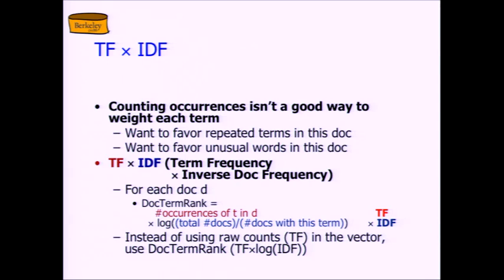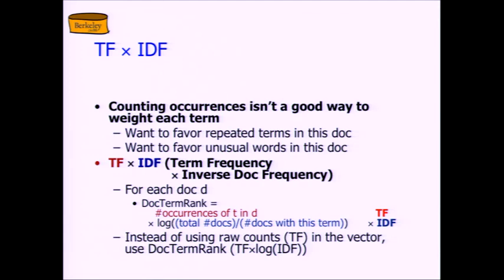I don't know. Okay. So what we're going to do for this weighting is compute TF, which is the frequency of the term in your document, times IDF, which is 1 over the frequency of the term in other documents. To get this exactly right, the rank is going to be the number of occurrences of T, that's TF, times, and we're going to take a logarithm here to keep this from growing too fast, the total number of docs divided by the number of docs with this term. So it's 1 over the fraction of docs that contain this term.